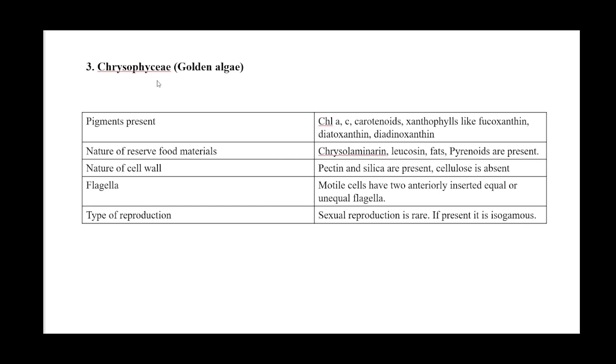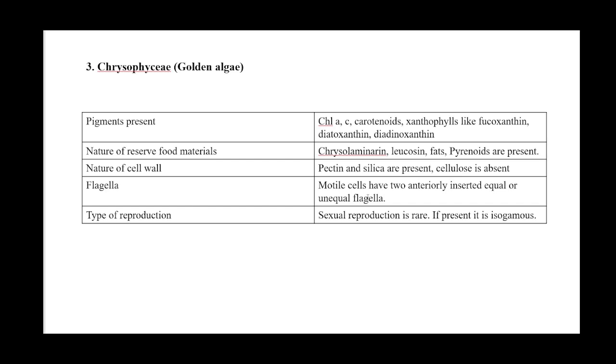The third class of algae is Chrysophyceae, also called golden algae. The pigments present are chlorophyll A and C, carotenoids, and xanthophylls like fucoxanthin, diatoxanthin, diadinoxanthin. The food materials are reserved in the form of chrysolaminarin, leucosin, and fats. Pyrenoids are present in Chrysophyceae members. The cell wall is made up of pectin and silica. Cellulose is absent in the cell wall of Chrysophyceae members.